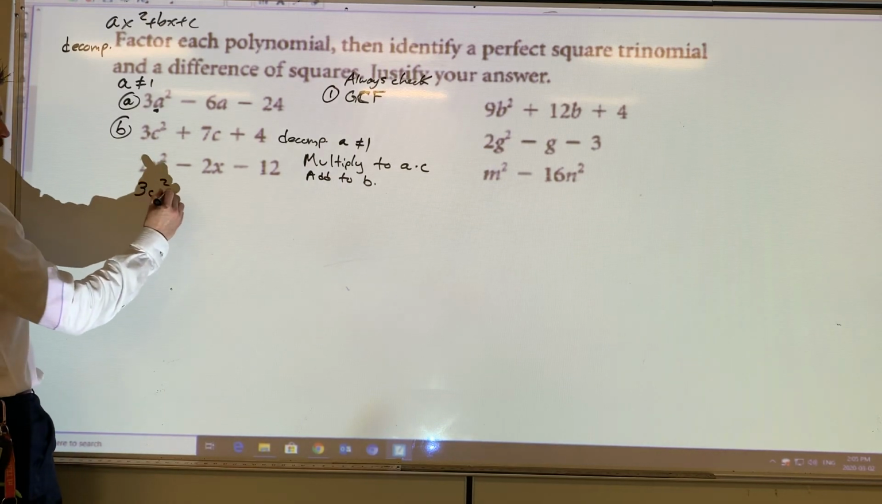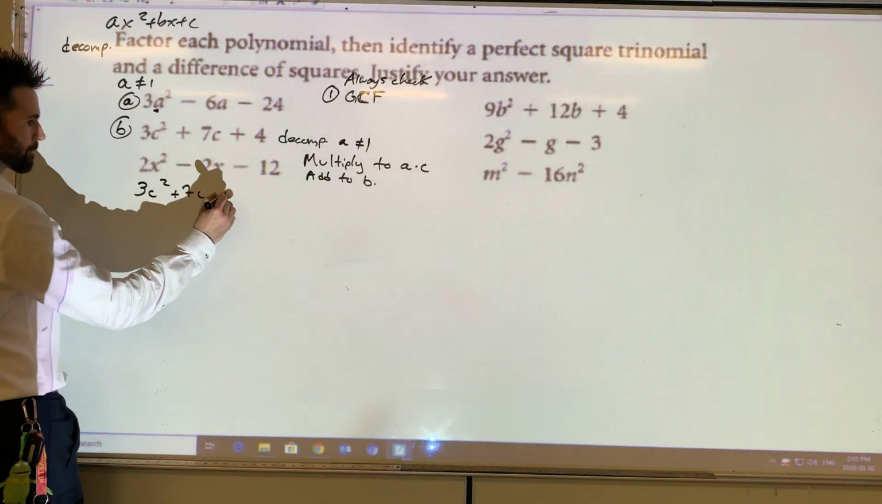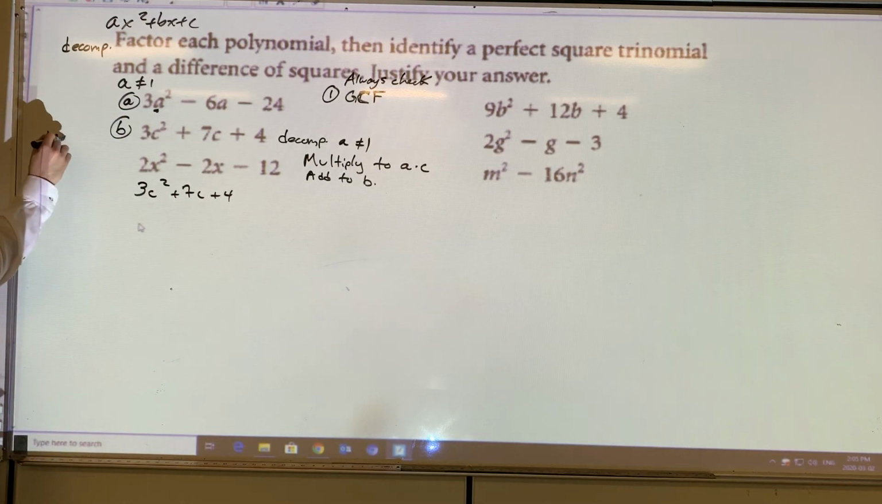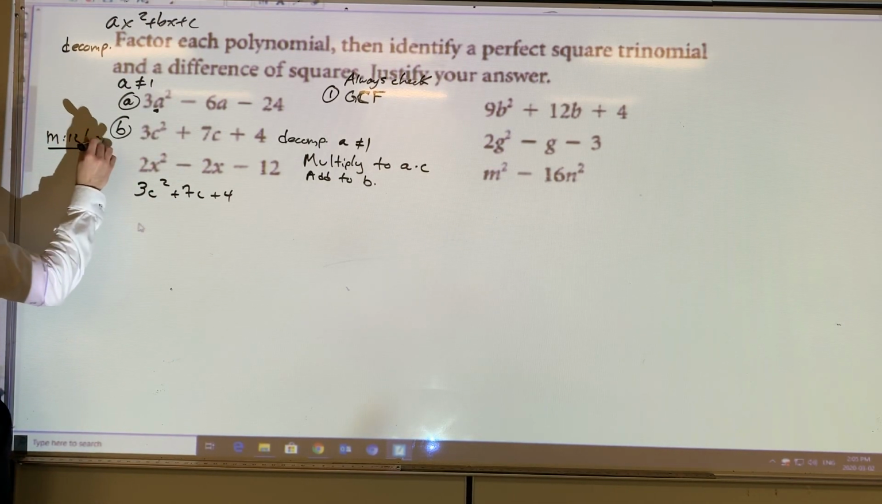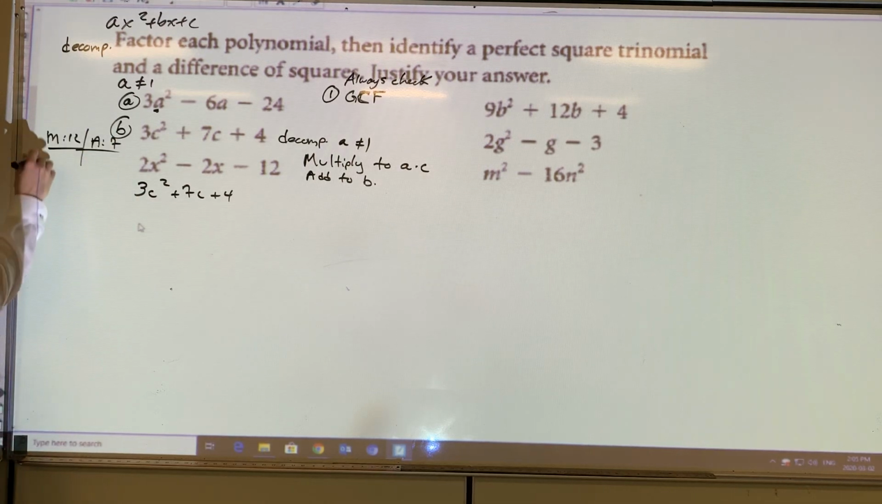So I'm going to recopy it for a second. And I like to make a little table, so I just write multiplying to 3 times 4, 12, and it has to add to 7. You can start with the obvious ones. You can start with 1 and 12, and it's like, well, that's nowhere near 7. You can go 2 and 6, and it's almost at 7. And then the other one, 3 and 4. Does 3 and 4 work? Yeah. They multiply to 12, and when you go 3 plus 4, you get 7.